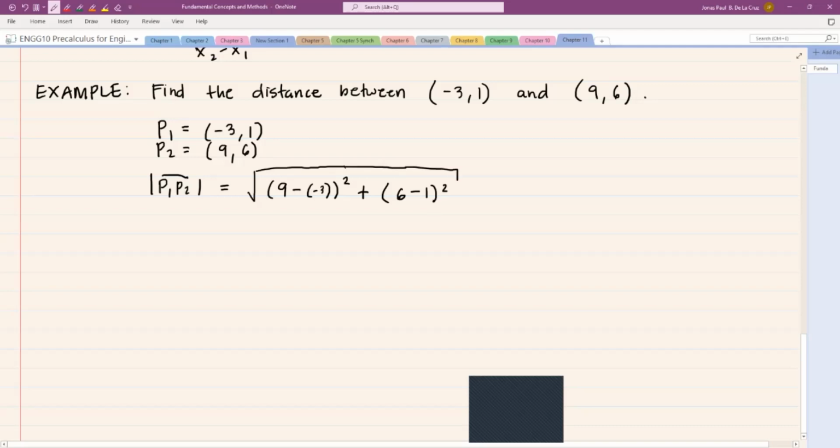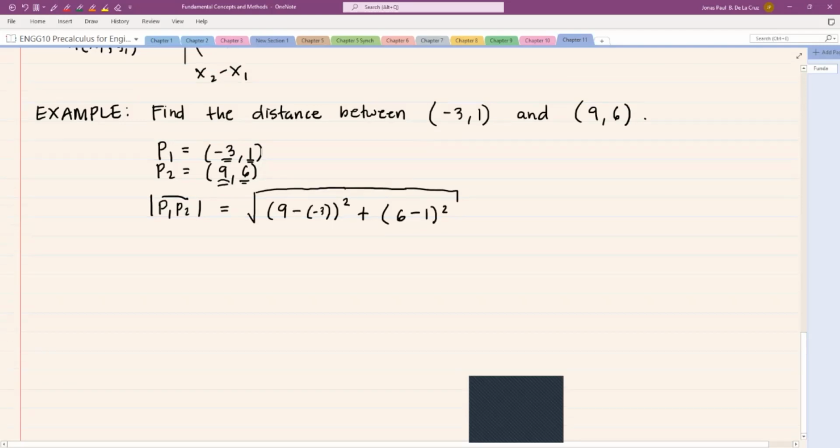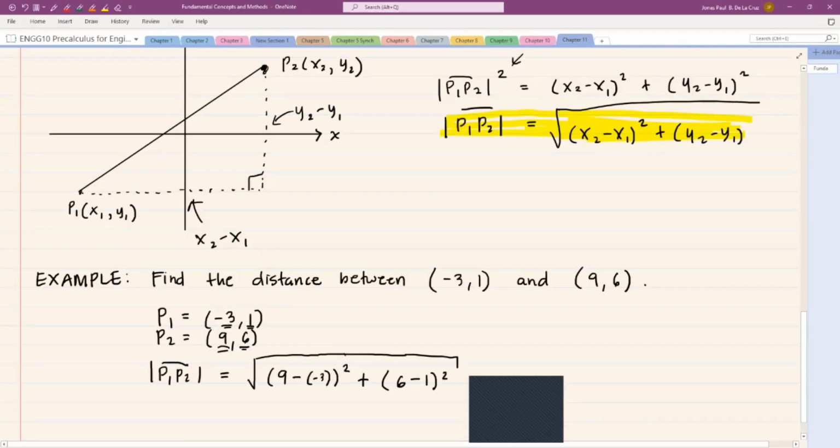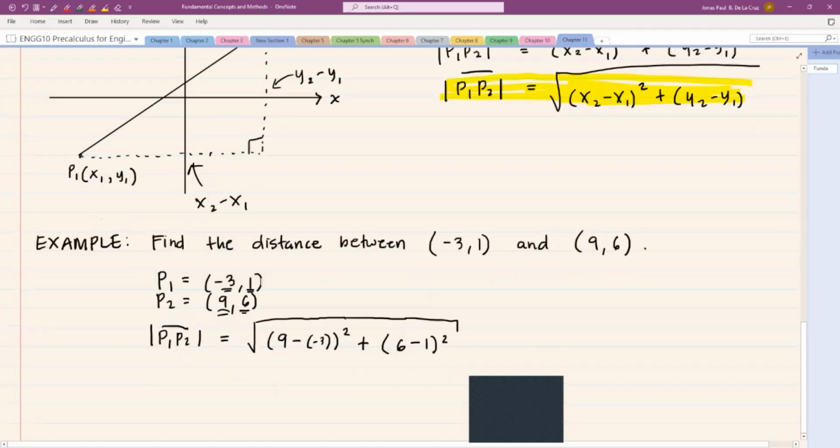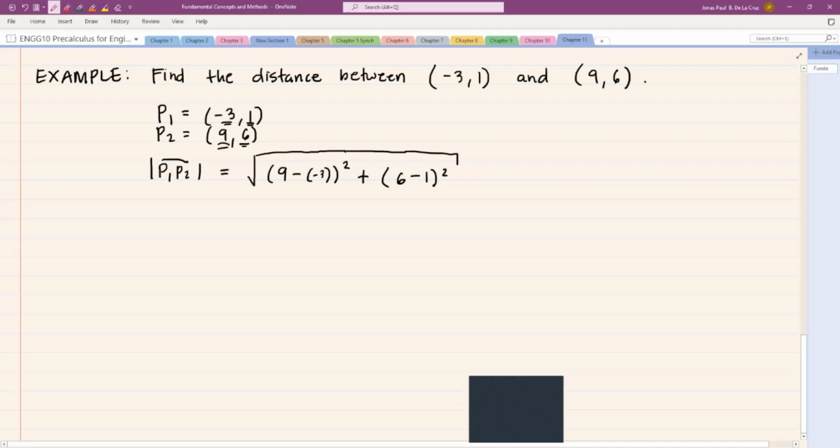Yan. So this is 9, ito, second x. -3, ito yon. Yung 6, ito yon. 1, yan. 6 minus 1. Ayan. Ang ginamit natin na formula dito ay ito. The distance between 2 points formula. Okay? And then, using your calculator siguro, we can solve for the distance between P1 and P2.